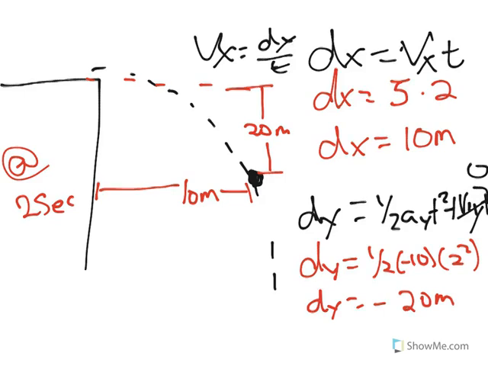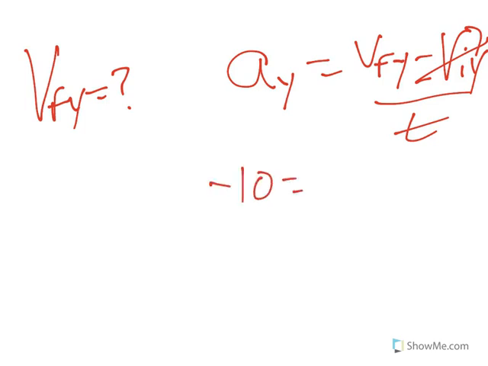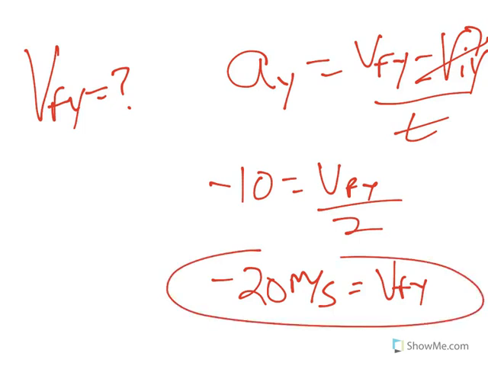Alright, question 3. What is the vertical speed after 2 seconds? If it says what is the vertical speed after 2 seconds, we're looking for a final velocity in the y, after 2 seconds. The only formula we have with the final velocity in the y is this one: acceleration in the y equals final velocity in y minus the initial velocity in y, divided by t. We know the initial velocity in y is 0, so we cancel it out. So we're left with negative 10 equals final velocity in the y over 2, and negative 20 meters per second is equal to the final velocity in the y. There you go. That's C.